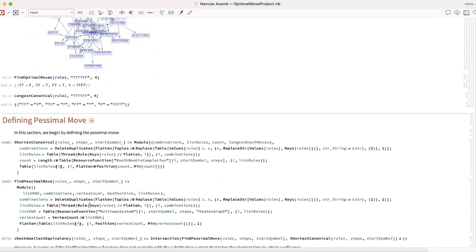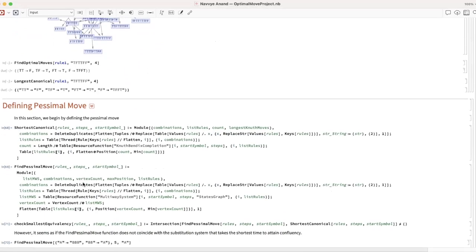And now we define the pessimal move. So we've defined the optimal move to be a move that yields the maximum number of vertices. Well, the pessimal move is the exact opposite. It's a substitution system that yields the minimum number of vertices.